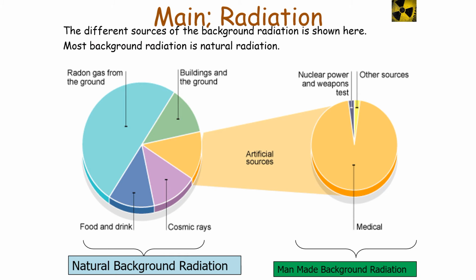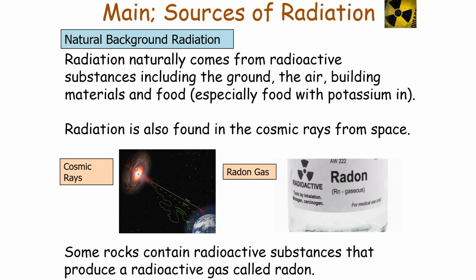Now natural background radiation tends to come from radon gas in the ground, buildings and the ground. You've got cosmic rays and food and drink, whilst man-made background radiation tends to come from nuclear power stations, nuclear weapons tests and medical uses. So just to clarify, radiation naturally comes from radioactive substances including the ground, the air, the building materials and the food that we eat, especially food with potassium in it.